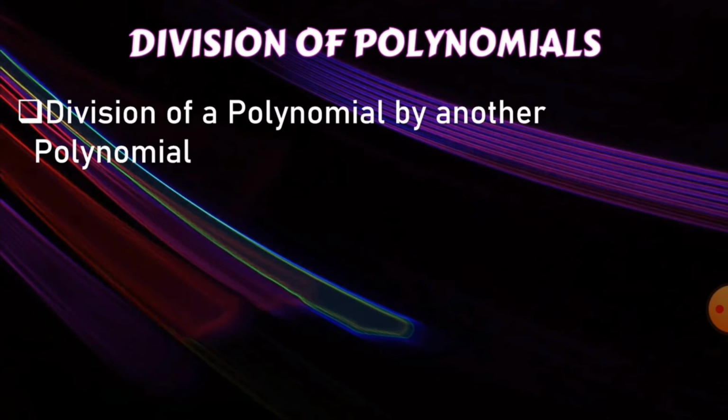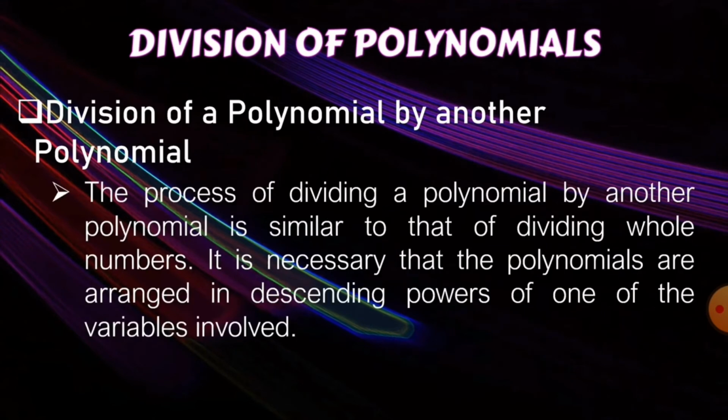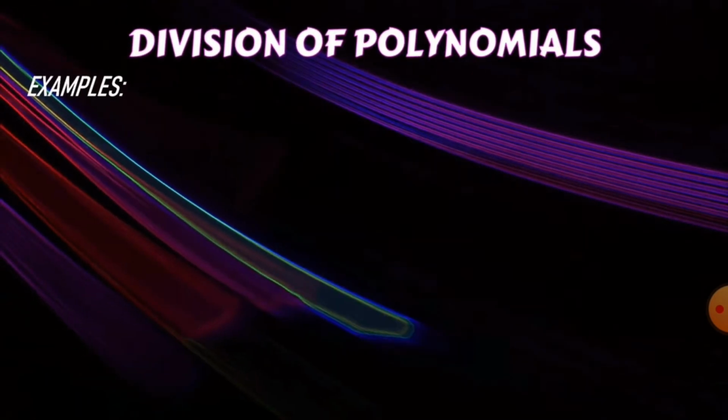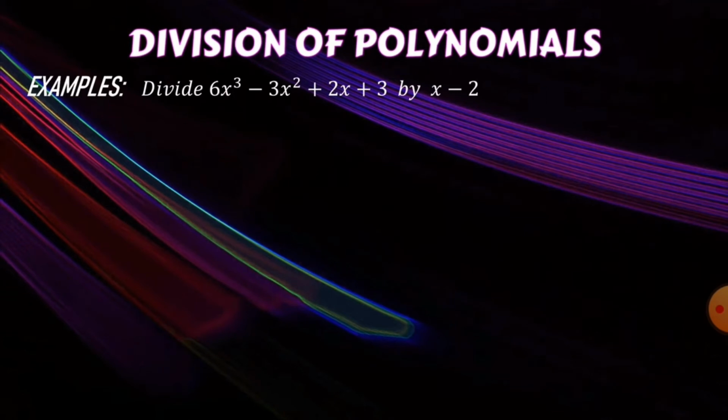Next rule, we have division of a polynomial by another polynomial. So, polynomial by polynomial. So, how are we going to divide? The process of dividing a polynomial by another polynomial is similar to that of dividing whole numbers. So, katulad yung whole numbers when we divide using the long division. So, it is necessary that the polynomials are arranged in descending powers of one of the variables involved. So, we have to arrange in descending, okay, from highest exponent to lowest exponent.